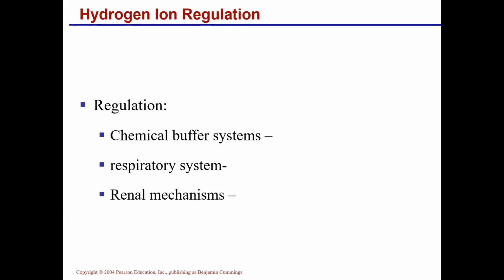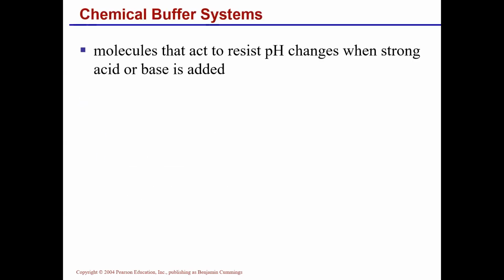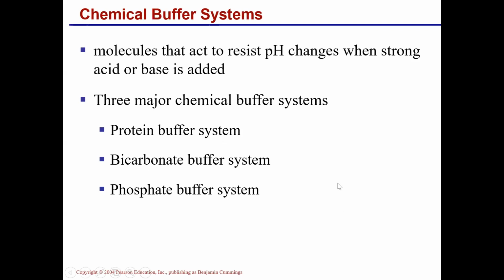Now, the first one is the chemical buffer system. That means in your blood there are chemicals which can help to buffer or help to regulate the blood pH. There are three mechanisms under the chemical buffer system: the protein buffer system, the bicarbonate buffer system, and the phosphate buffer system.